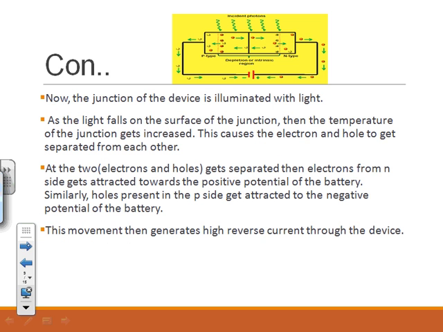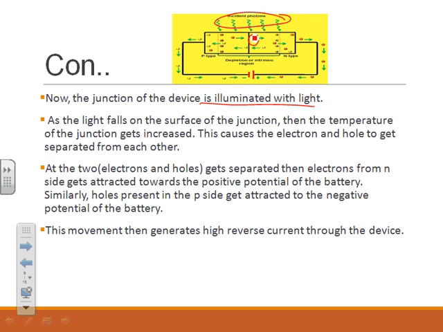When light is applied, the junction is illuminated by the light. Here the light energy is illuminated to the junction. So as the light falls on the surface of the junction, the temperature of the junction increases, and this causes electron holes to get separated from each other. There are covalent bonds formed here. These bonds receive energy from the light source, and they get separated. Electrons and holes get separated.